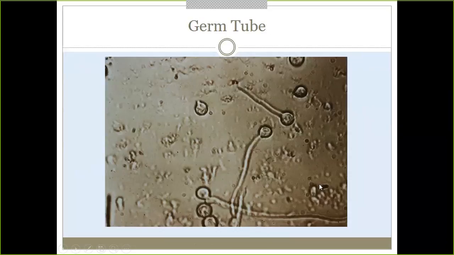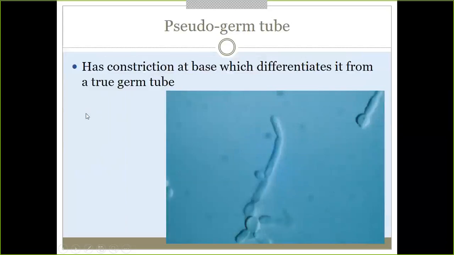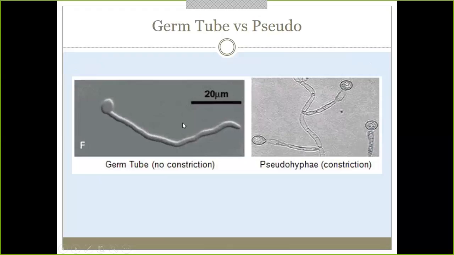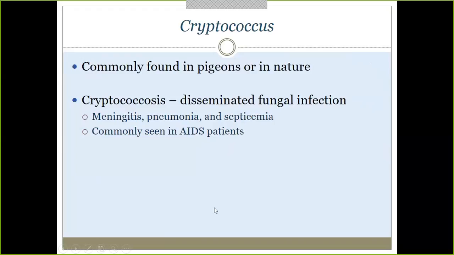Here's a look at the germ tube again. There are things called pseudo germ tubes. I'm not going to test you on this. It's here for your information, but we need the germ tube more than anything. So for Candida albicans, I'm not going to worry about the pseudo for now.